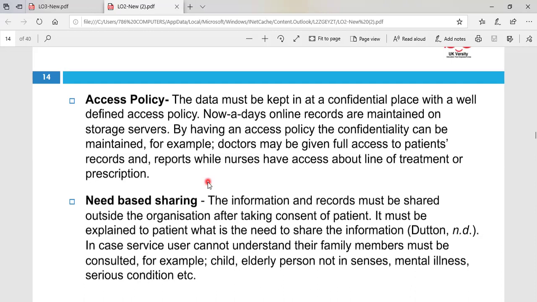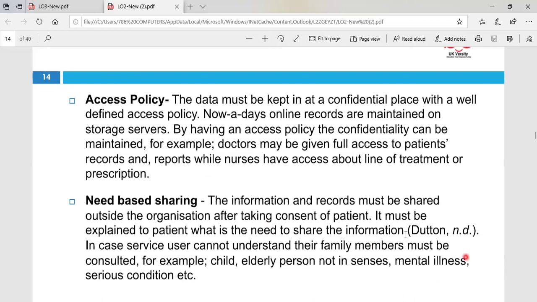Needs-based sharing: whatever is needed has to be shared. Whatever is not needed cannot be shared if that patient doesn't consent. And then again, consider the patient's own capacity: is that patient capable enough, or do they lack the capacity to make that decision to share or not share that information? So that has to be assessed also.